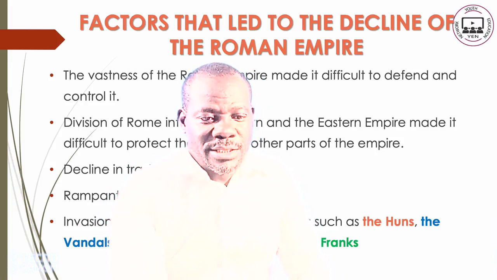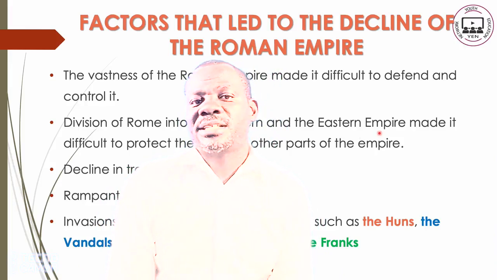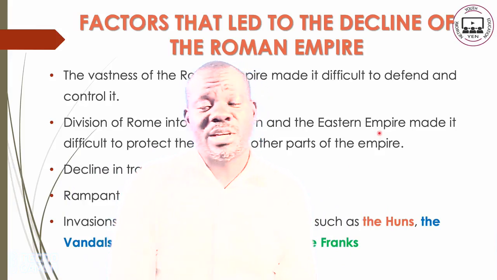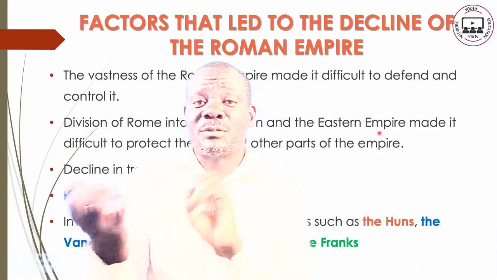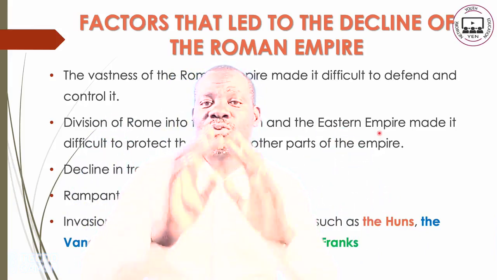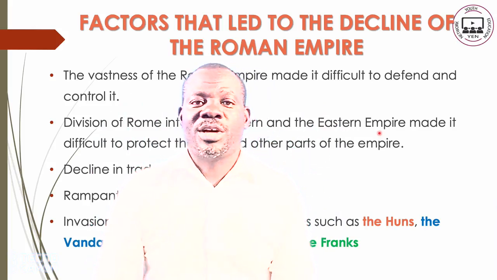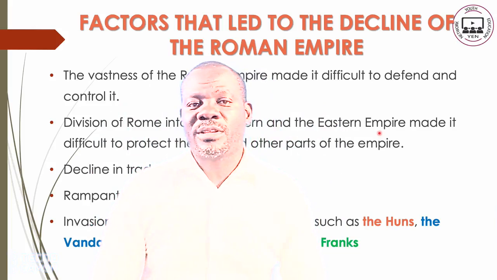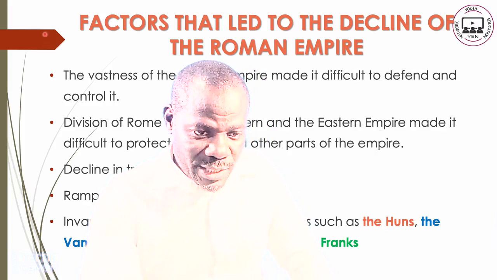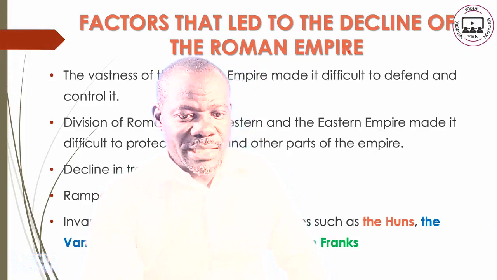Now, having looked at the factors for the rise, let us look at the factors for the decline. We will not dig deeper because you have looked at that video. It has explained some of the other issues, but for the sake of our curriculum, we need to focus on the factors for the growth and also the factors for the decline. So let us look at the factors for the decline of the Roman Empire or the Roman civilization.